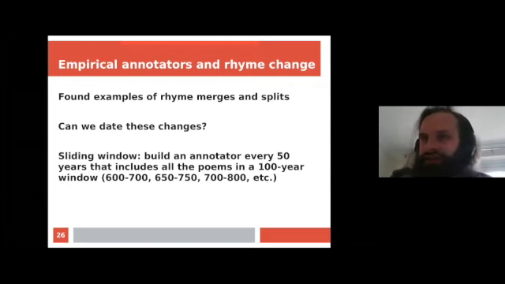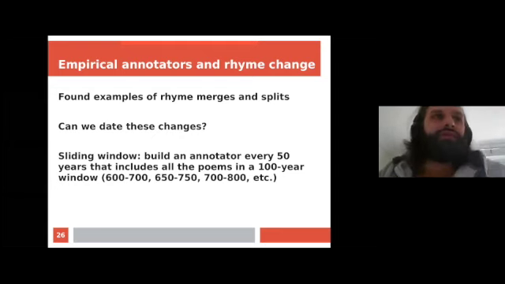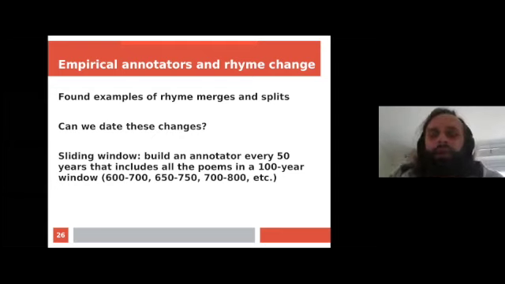So can we date these changes? And can we detect them automatically? I propose a strategy for it. Since we know in this corpus the date of birth and death of the poet, we can assign a creation date to a poem by saying roughly mid-life of the poet.